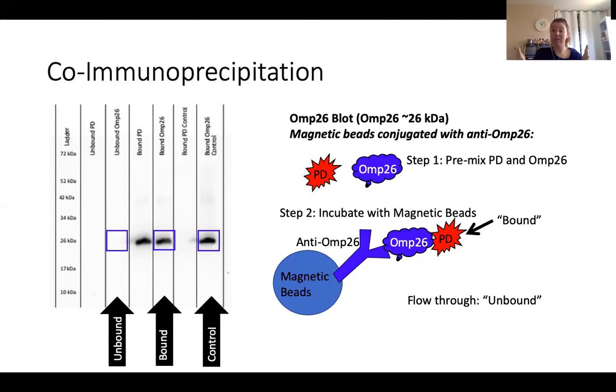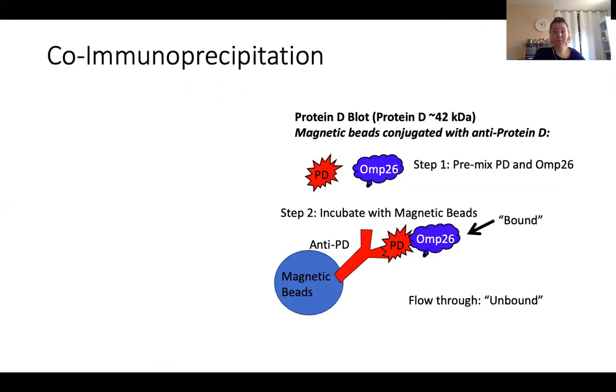So this confirmed that the experiment worked really well. It was there. So now we're detecting the protein D version. So we're looking at anti-protein D.